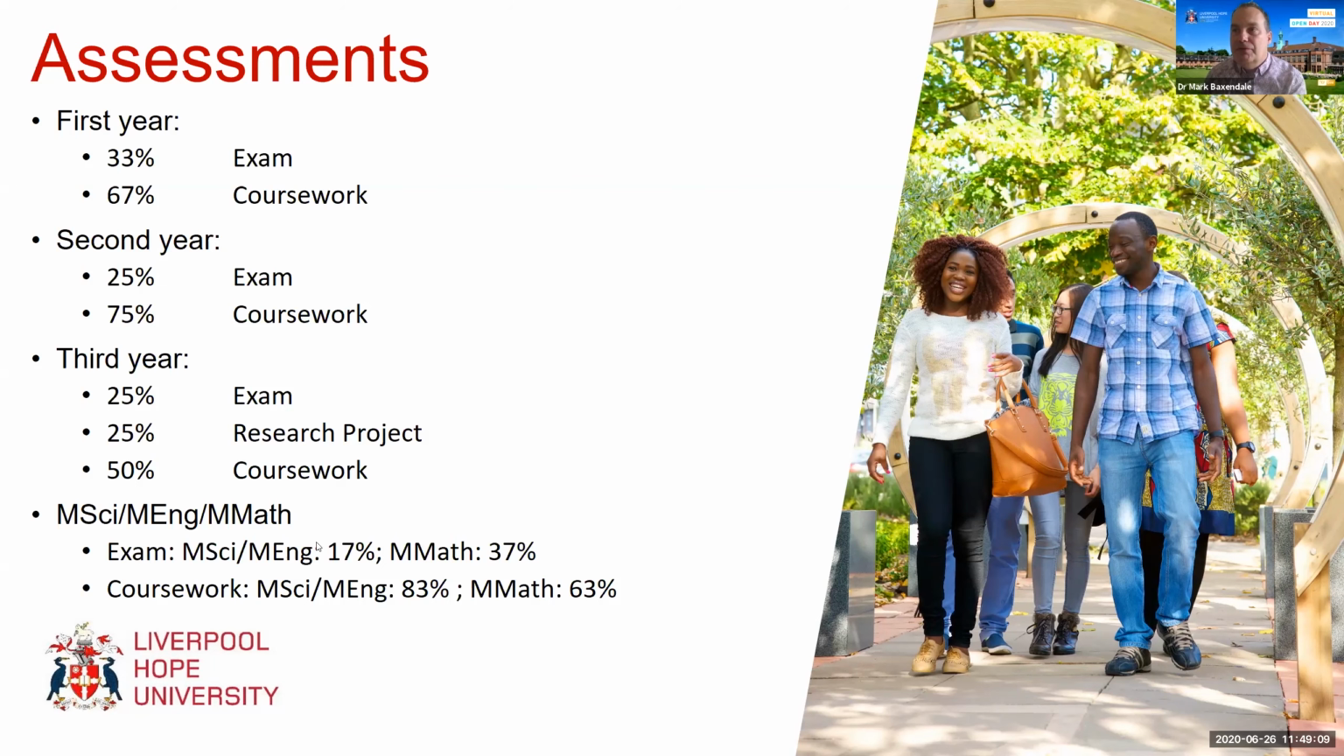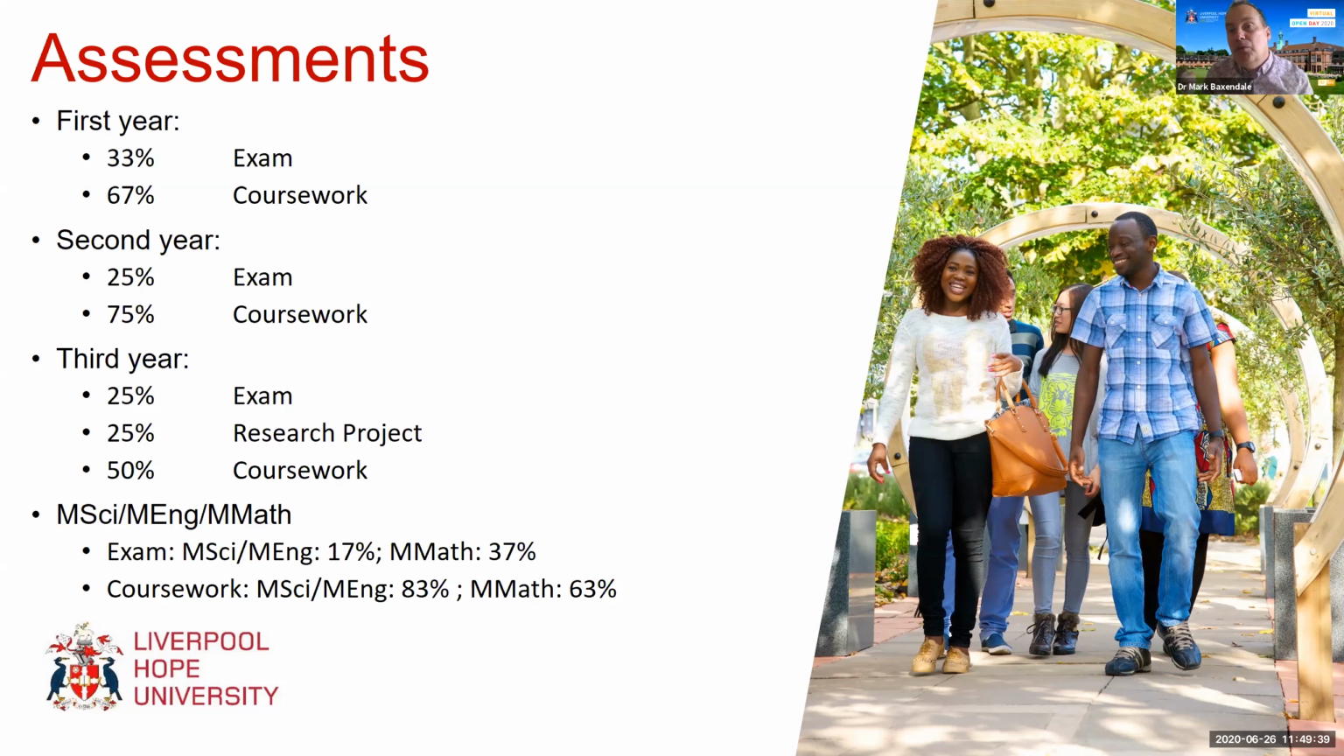I'm not going to spend too long on this, but if you do an integrated master's, the exam drops down further, and you do quite a large percentage of coursework in the master's year of the integrated master's. By the way, you can choose to do either and swap over. So you could just come in to do the normal BSc or BEng.